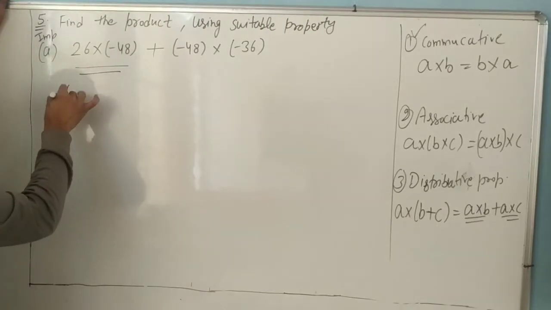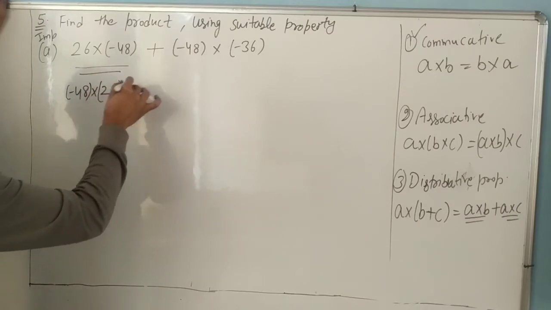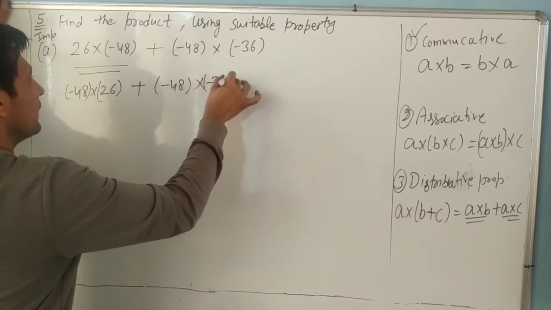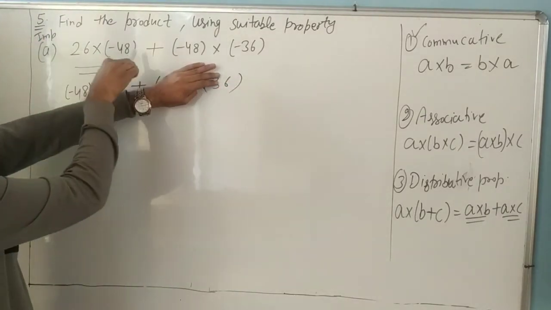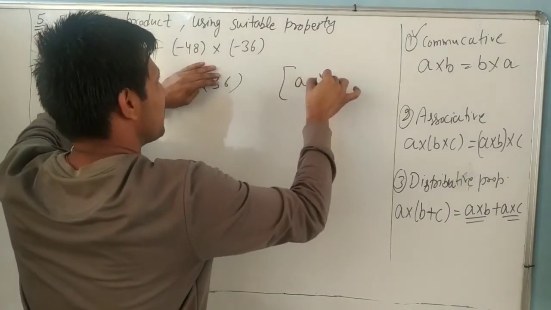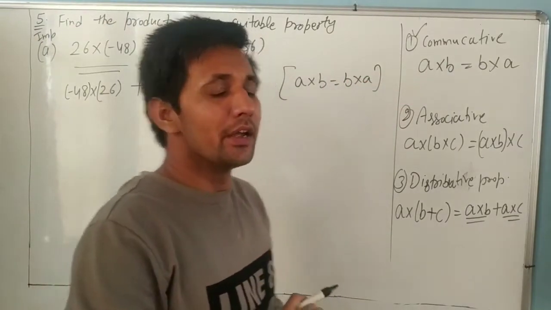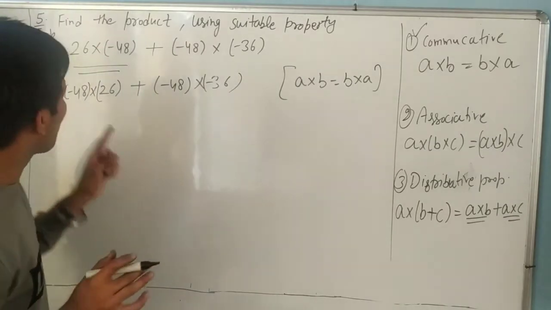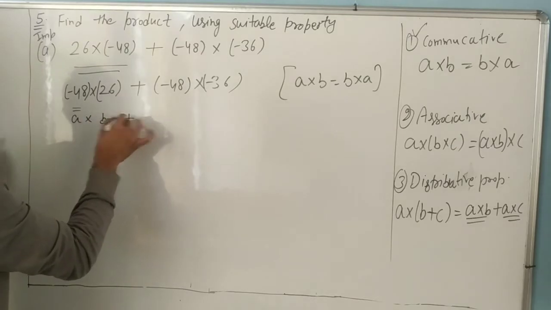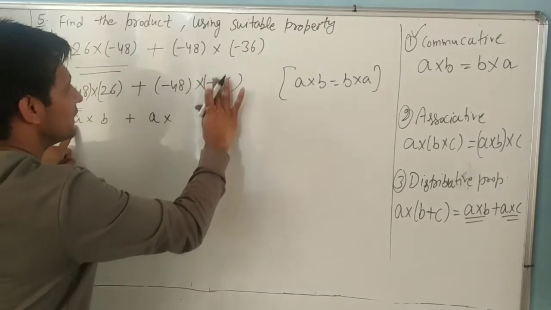Can we write minus 48 into 26? Can we write it or not? Yes, why not, dear? Which property? It is A into B, first we write B into A. If we write it, always A into B is equal to B into A. We will always use it, so we use the commutative property. Now, dear, suppose only the value minus 48 is A, and it is B plus A. Here is also minus 48, and it is 36 minus 30.